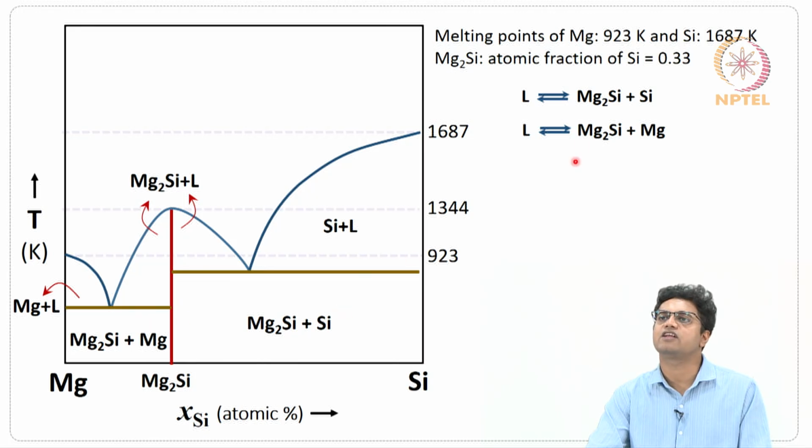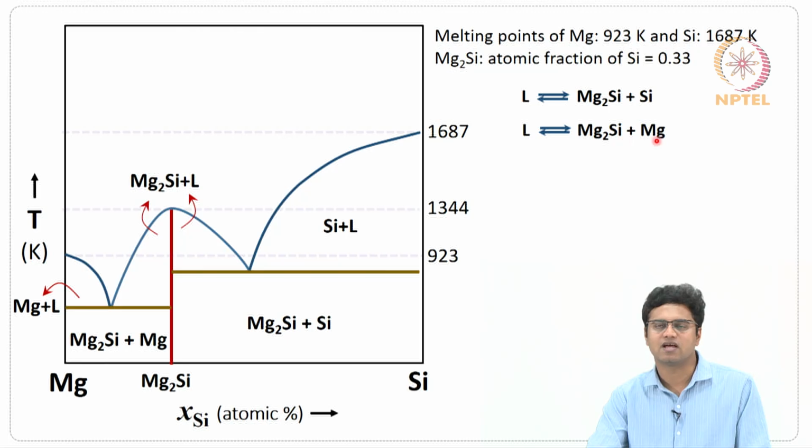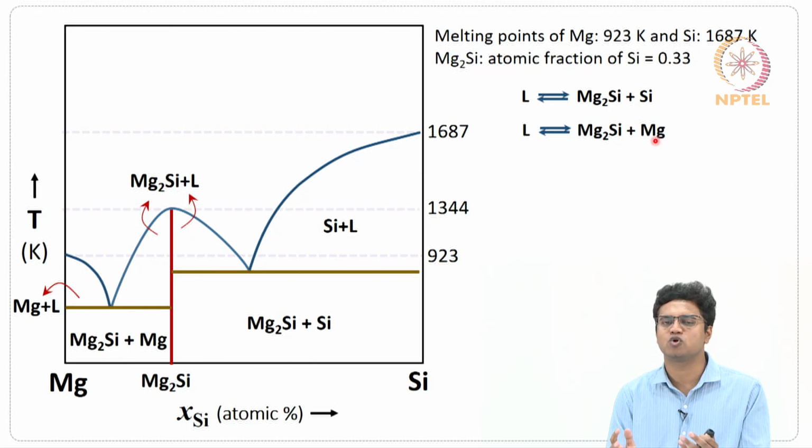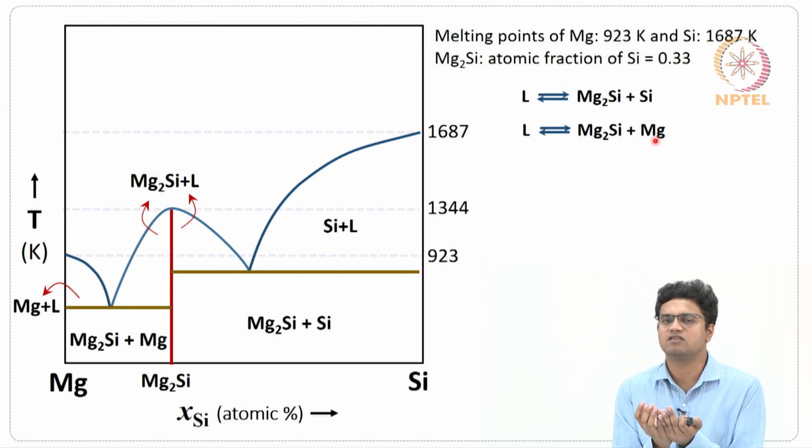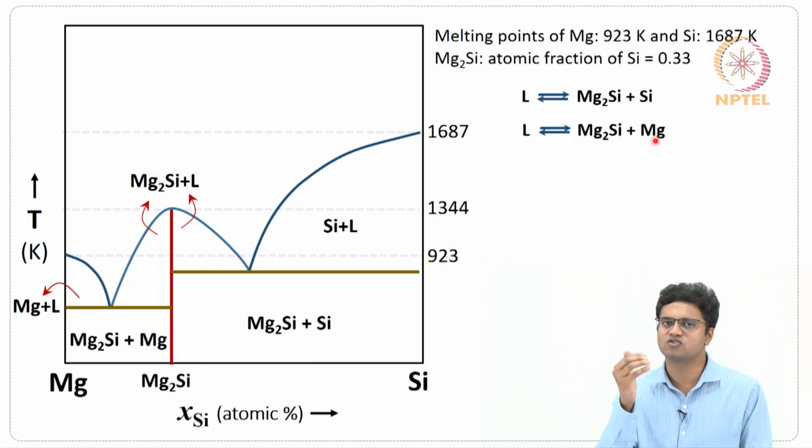Now what are the invariant reactions involved? The invariant reactions involved are this: liquid gives the compound Mg2Si plus Si, and another liquid gives Mg2Si and Mg. So this is how we use the basic information, the thermodynamics as well as phase rule information, to find out the missing things in the diagram and just draw it.